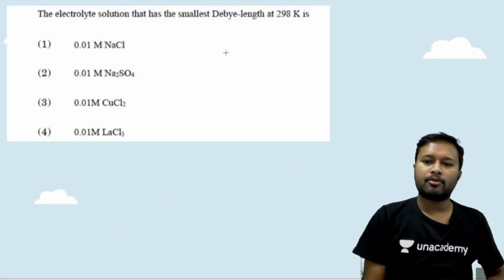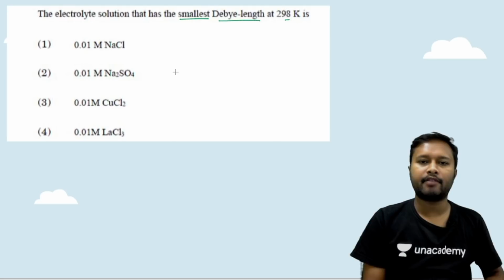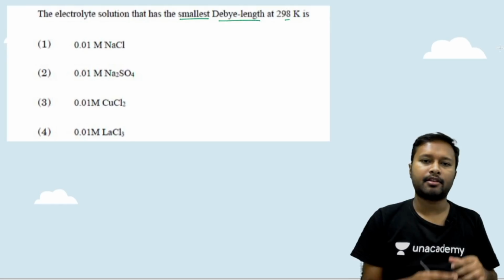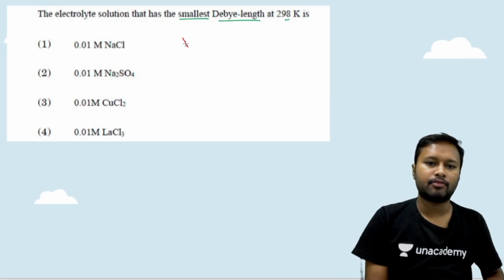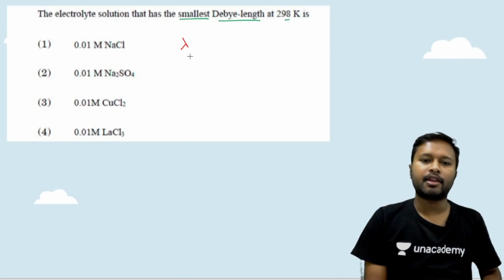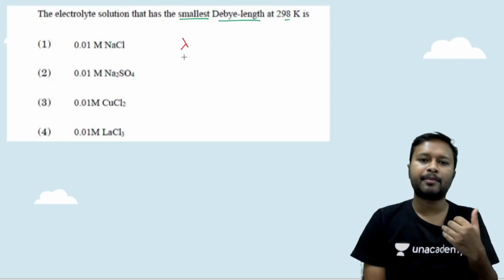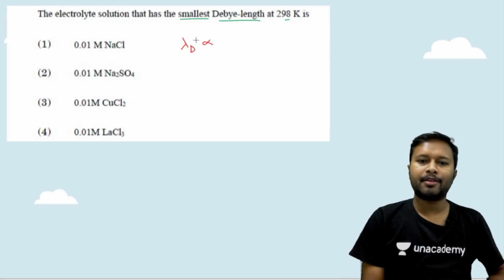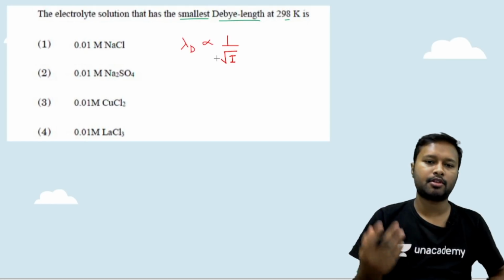In this particular question it says: the electrolyte solution that has the smallest Debye length at 298 Kelvin. There is an equation for calculating Debye length. If you remember the equation, it's fine. If you don't, just know the relationship. In the equation you have permittivity of free space, relative permittivity and all those terms, but those things are constant actually. Lambda d is how we denote Debye length, and it depends upon your ionic strength: lambda d is proportional to 1 upon under root I, where I is your ionic strength.